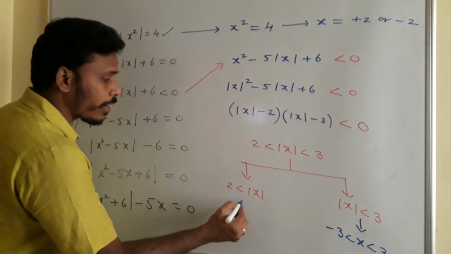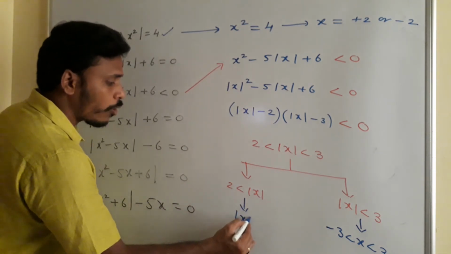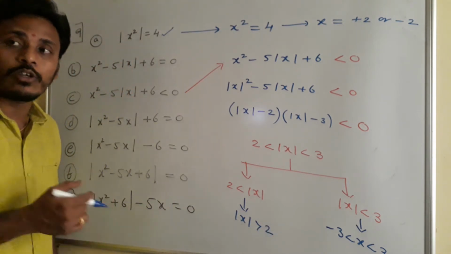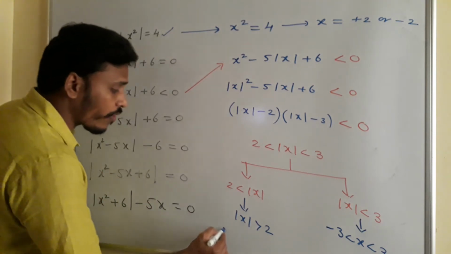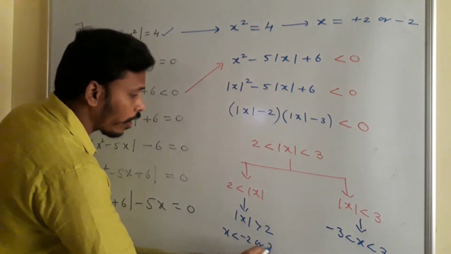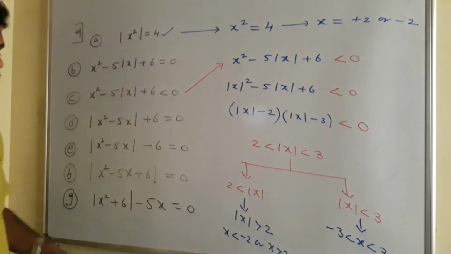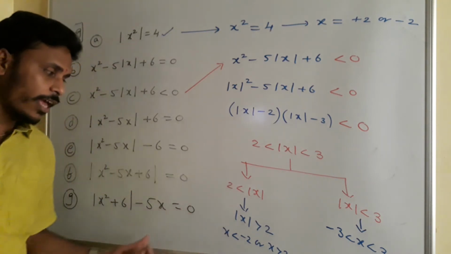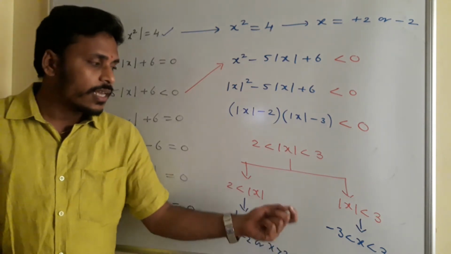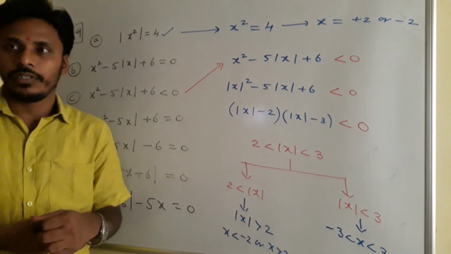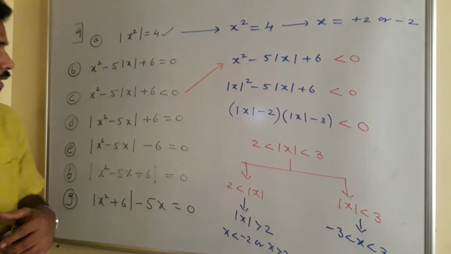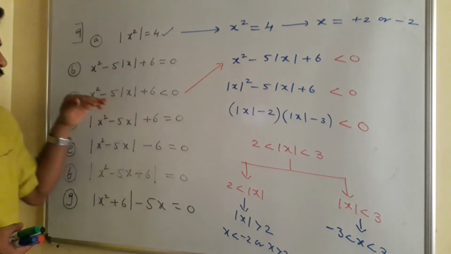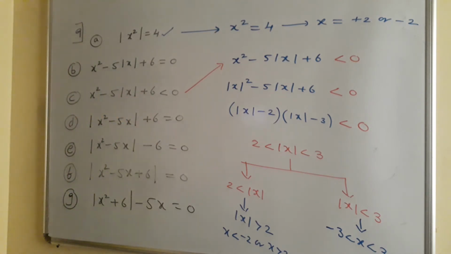Whereas 2 less than mod x means modulus of x is greater than 2. And since modulus of x is greater than 2, what do you say about the values of x? As I mentioned, the values of x are less than minus 2 or x greater than 2. So at the end, the possibilities are x less than minus 2 or x greater than 2, as well as in between the values minus 3 and 3.